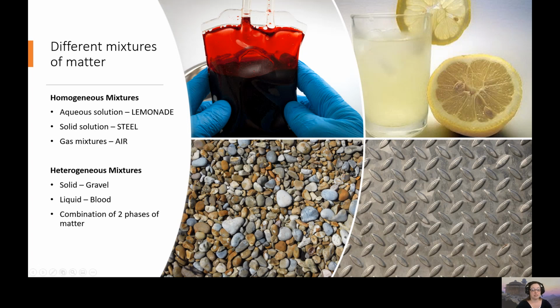Heterogeneous mixtures can be solids like gravel, liquids like blood, where you've got two different density liquids in there. And then it can be combinations of more than one phase as well. So it could be like a slushy where you have ice and liquid. That's technically a heterogeneous mixture. Okay.